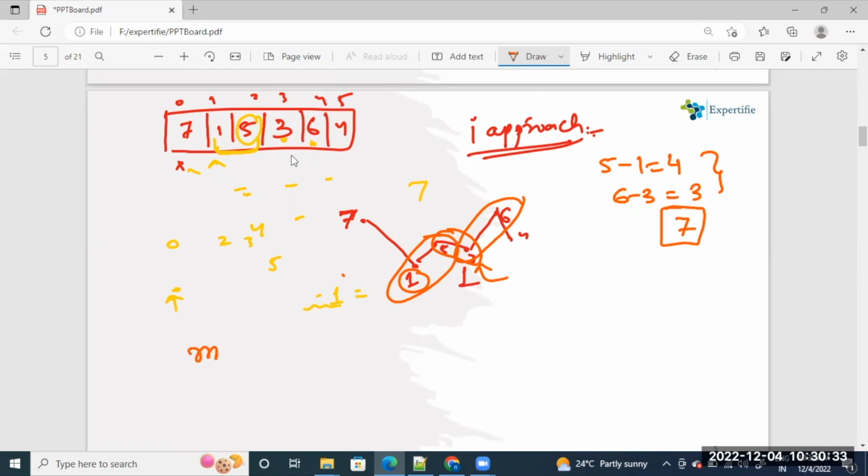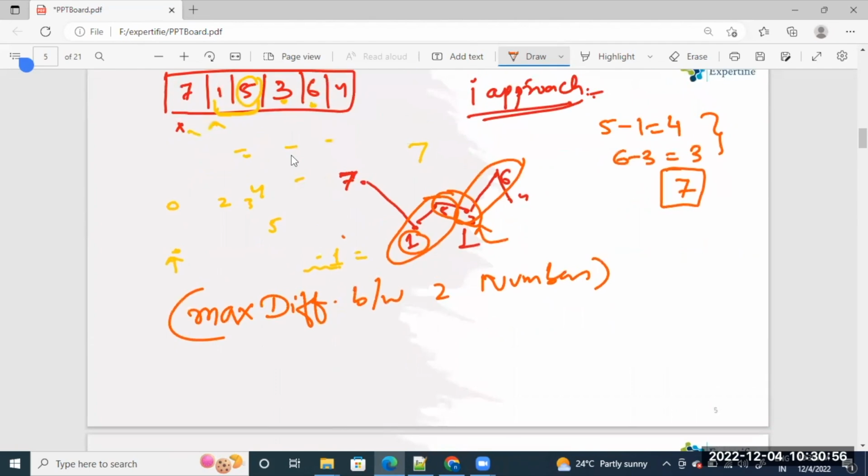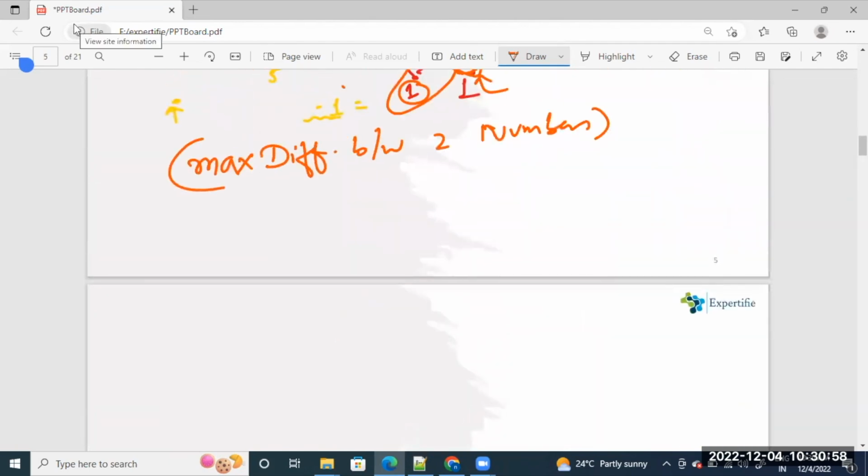Can I say it is the maximum difference between two numbers? If I want you to find such a maximum difference between two numbers, can I say it like this? What does it mean? Take the input 7 1 5 3 6 4.